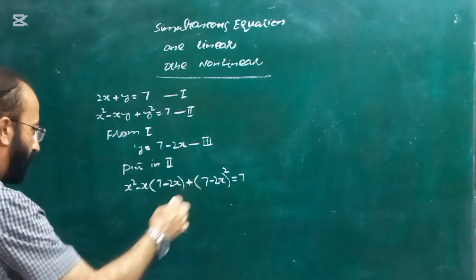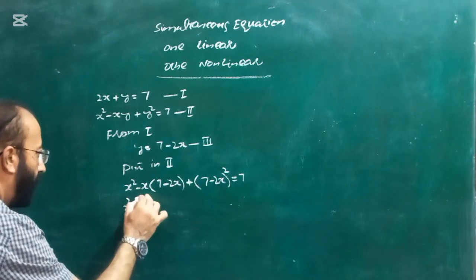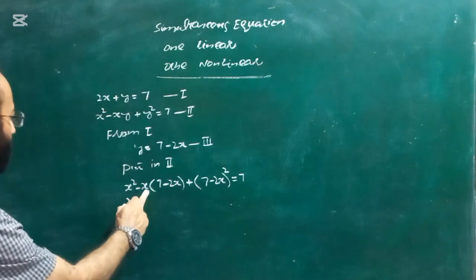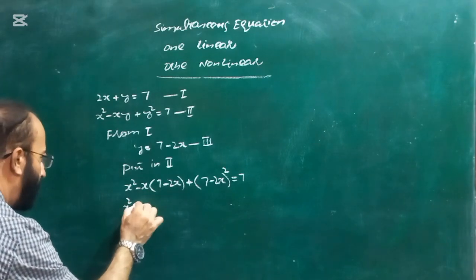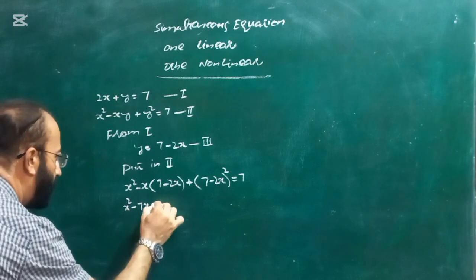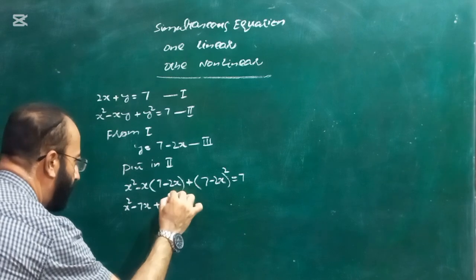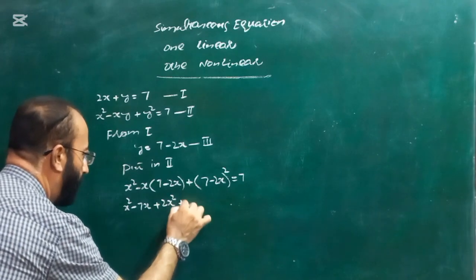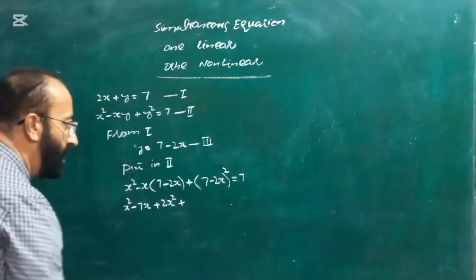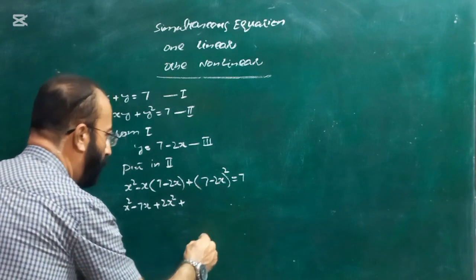From here we will simplify the values. So x square, this x is going to be multiplied inside the bracket. So minus 7x and plus 2x square. This plus sign will make no effect on the inner signs. So open this bracket by applying the a minus b whole square formula.